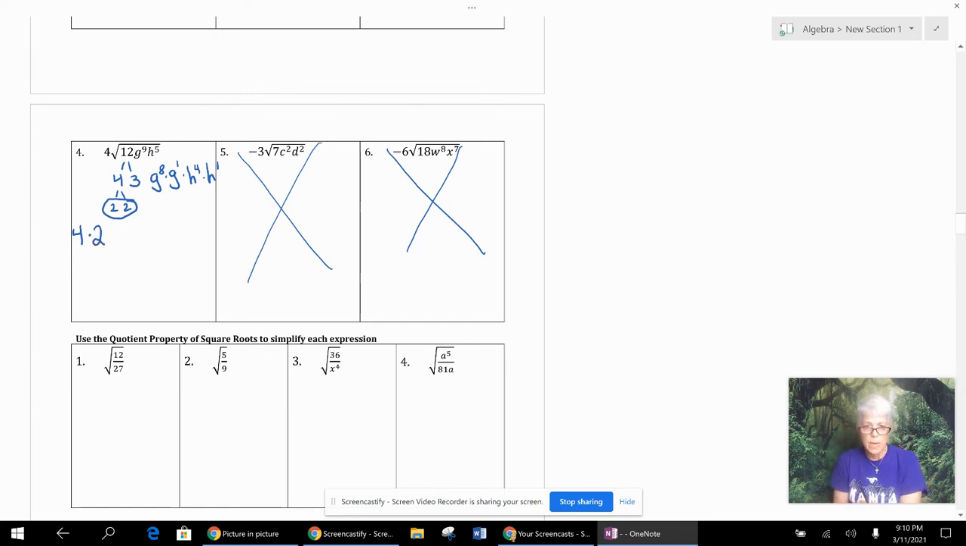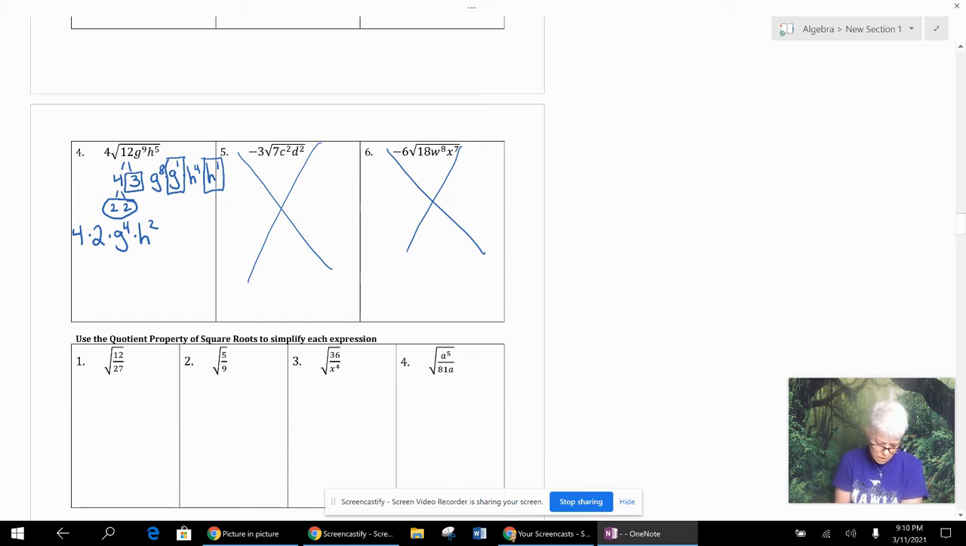G to the power of 8, I'm going to half it and pull it out. H to the power of 4, again, it's even, so I can half it and pull it out. All right, what is left inside? I have a 3 left inside, a G left inside, and an H left inside.